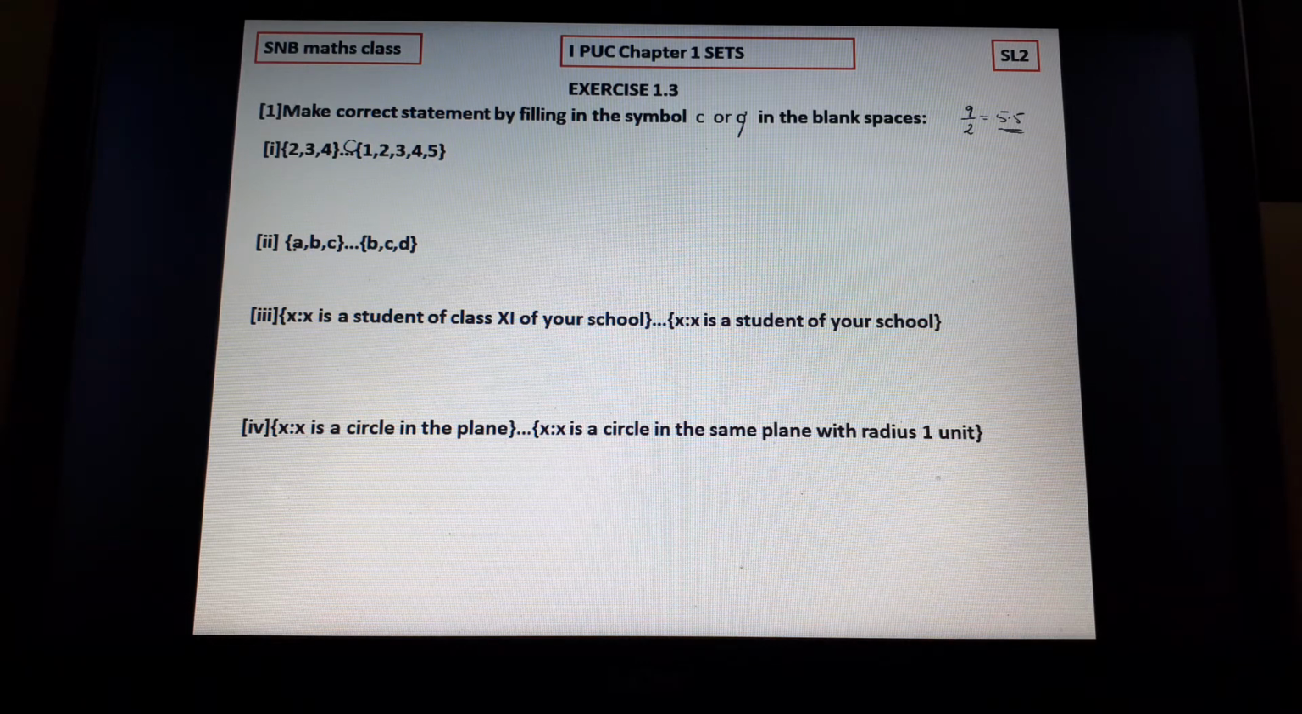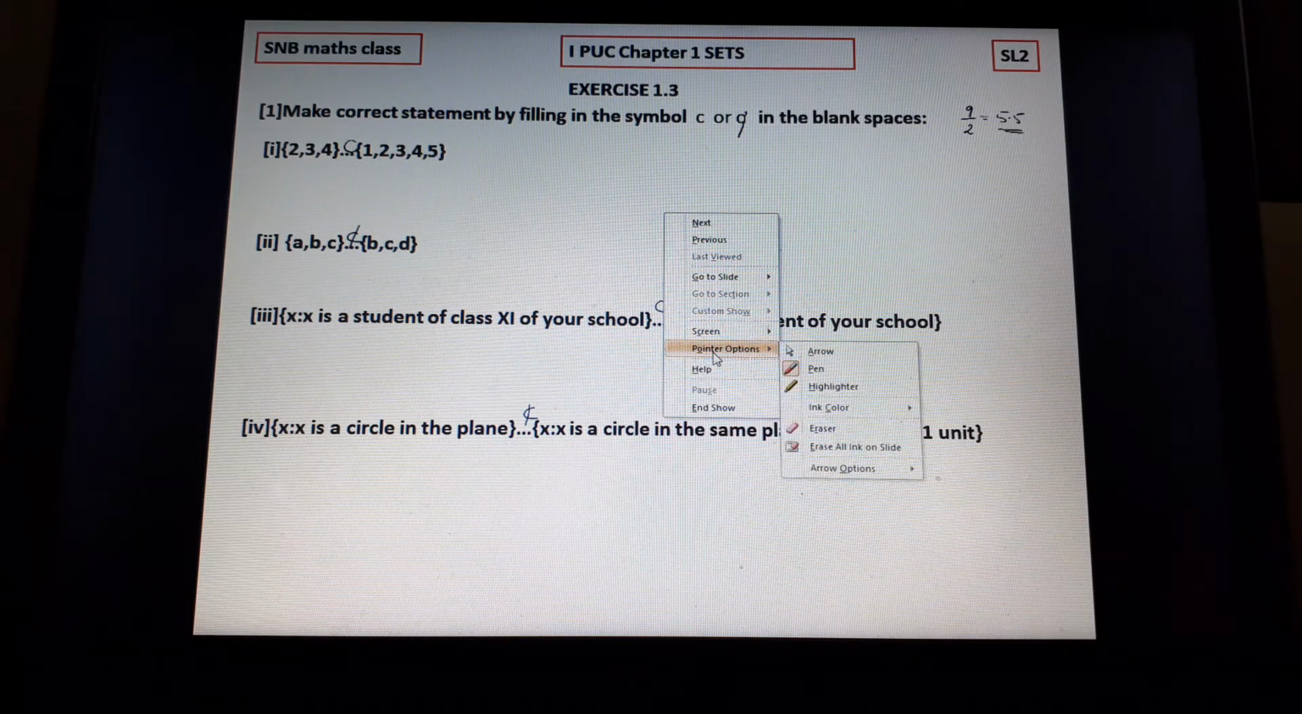And the second one, A is not there. The first element itself is not there here. So this is not a subset. Similarly, the third one, X is a student of class 11 of your school and X is a student of your school. Definitely this is a subset of this set. So you have to use this one. And X is a circle in the plane, any circle, whereas X is a circle in the same plane with radius 1 means this will be the subset of this. But I don't have the appropriate symbol here in the given list. Either I should use this or this. Therefore, I have taken not a subset. So these are the appropriate symbols.